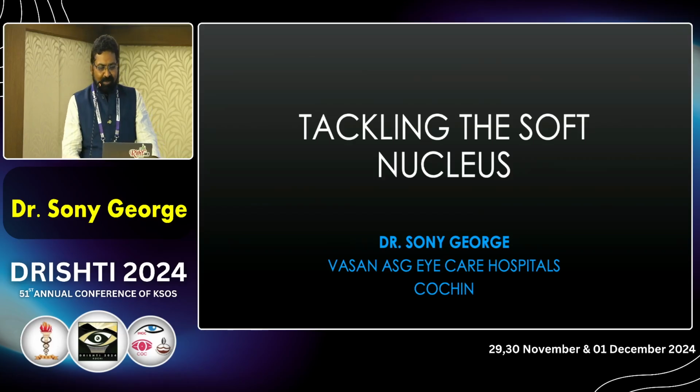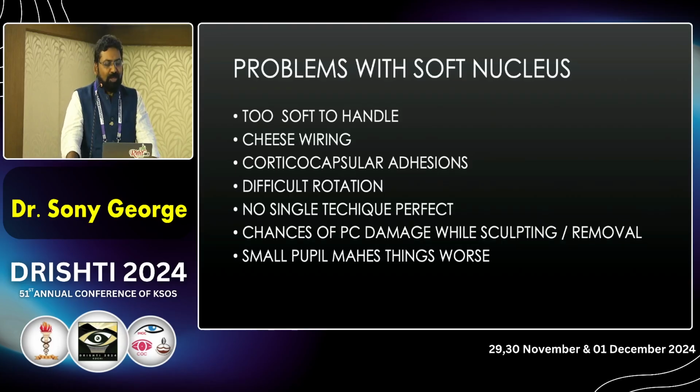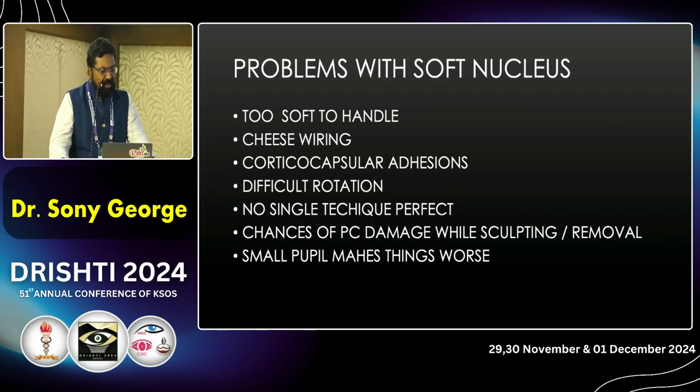Okay, from the hard brown, now we go to the soft nucleus. Many of us at some point would have thought that a soft nucleus is easy, but it is probably harder than dealing with a hard nucleus, basically because it is too soft to handle. There is a lot of cheese firing, so all the established and defined techniques may not work. You may have a lot of corticocapsular adhesions, and you don't have sufficient hard material to rotate, so rotation is also difficult.